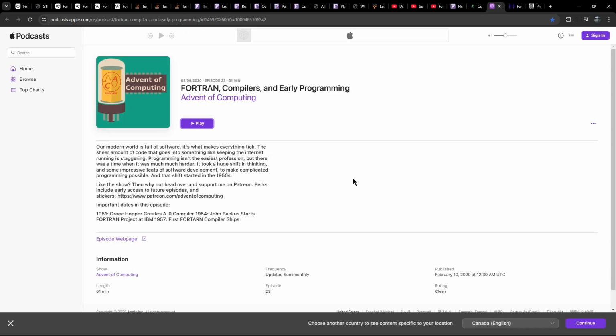Also, Advent of Computing, which I do listen to quite a bit, have a Fortran episode, which also introduces compilers and early programming as well. Puts it on an interesting timeline historically.